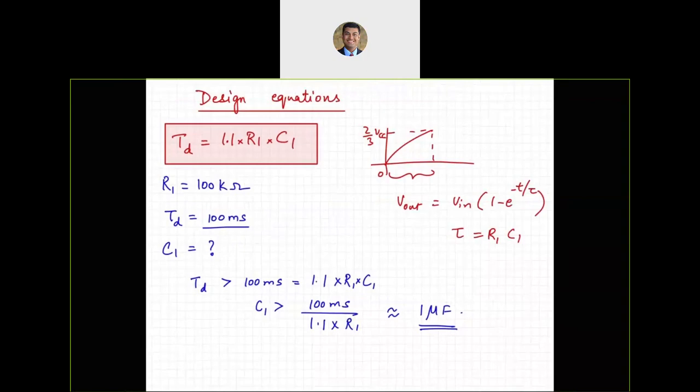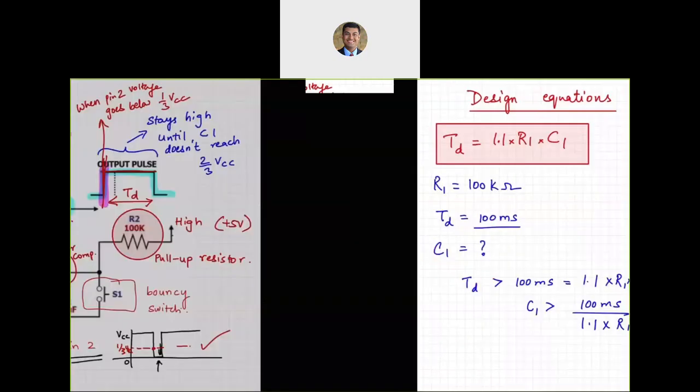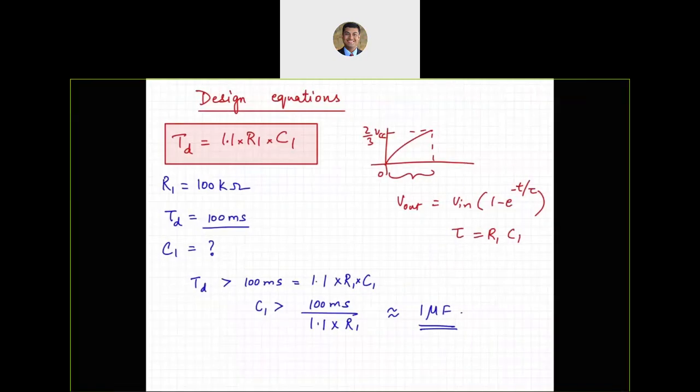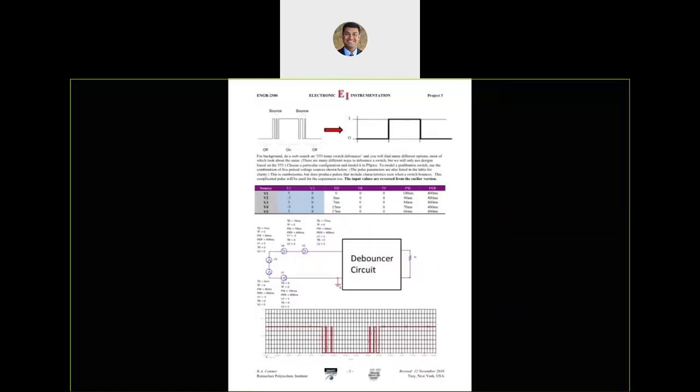So that's going to go here, 1 microfarad. All the things over here have been decided. They are all known now. So it looks like we are in good shape, and we have completed the design equation, and let's move on to talking about the simulation.